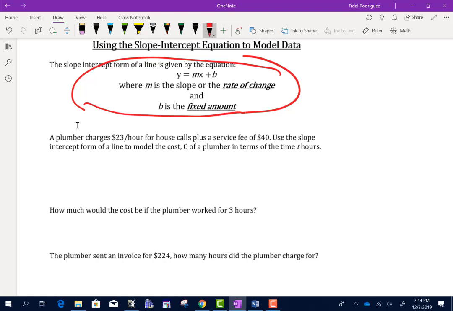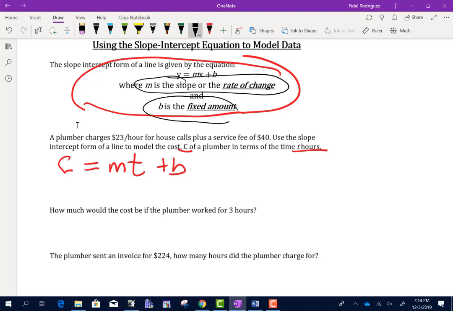It says a plumber charges $23 an hour for house calls plus a service fee of $40. Use the slope-intercept formula line to model the cost C in terms of the time T hours. Okay, so guys, what we're going to do here, we're going to write an equation, and it's going to look like this. C equals M times T plus B. So remember, M is the rate, and then B is going to be our fixed amount. So let's see if we can write out an equation here.